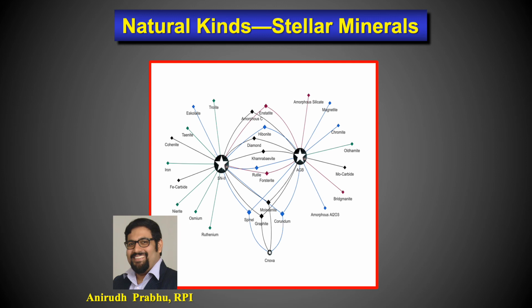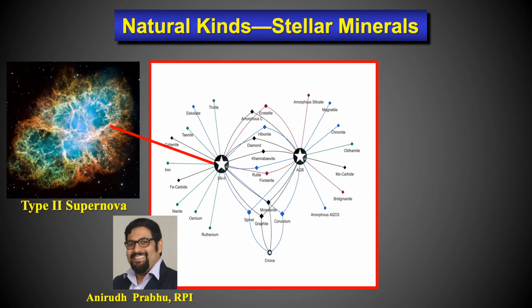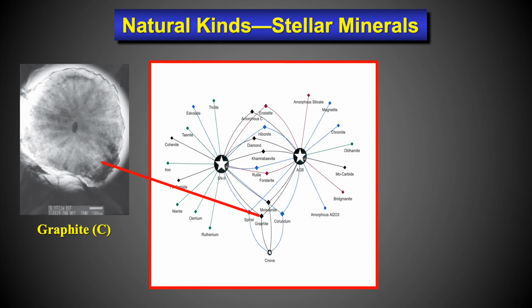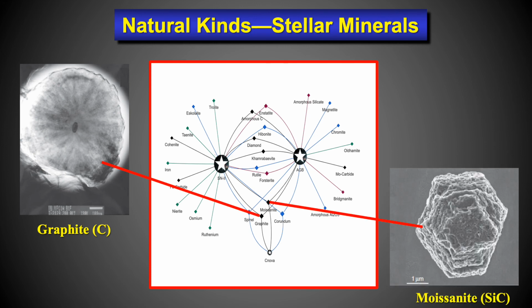And what you'll see is two different kinds of nodes in this diagram. Some of them represent different kinds of stars, like supernovae and AGB stars. Other nodes represent different minerals, like graphite or moissanite, linked to multiple different stars. So each star is linked to multiple minerals, each mineral linked to multiple stars.